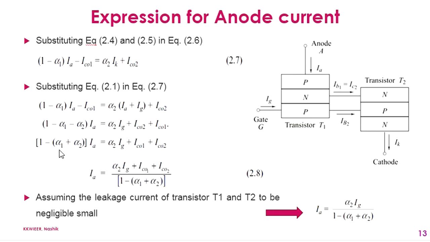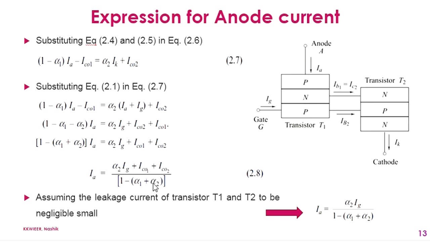So if we take the minus sign outside, alpha 1 plus alpha 2, it becomes 1 minus (alpha 1 plus alpha 2) times IA, which is equal to alpha 2 IG plus ICO1 plus ICO2. To get the value of the anode current IA, we shift this bracket term to the right hand side. So the anode current expression IA will be equal to (alpha 2 IG plus ICO1 plus ICO2) upon (1 minus (alpha 1 plus alpha 2)).